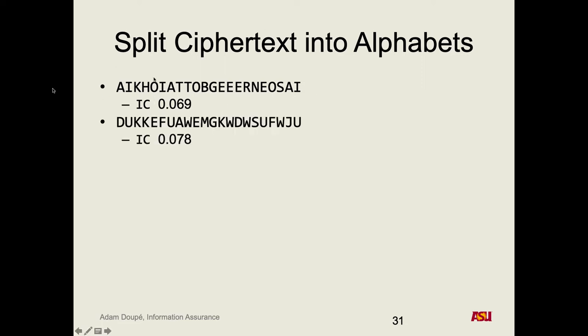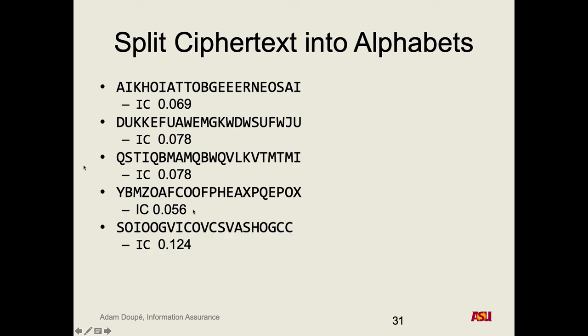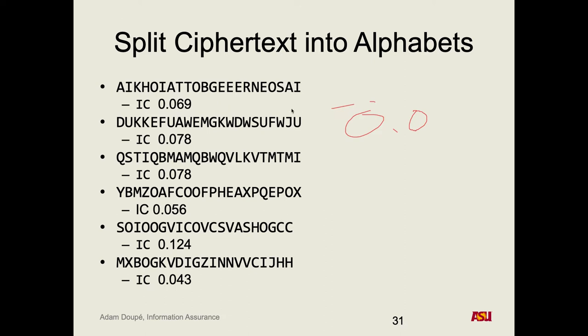Splitting it up into 6, we have 0.069, 0.078, 0.056, 0.124, and 0.043. So which ones of these are roughly around 0.066? First one's pretty good. Second one? Yeah, I mean, pretty good. It's close. The third one? It's actually less far away than the first two, so yeah, pretty good. What about this one? Nope. And this one? Pretty far away.